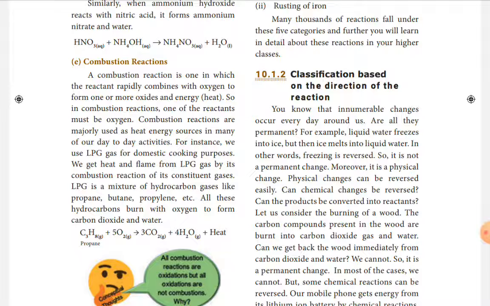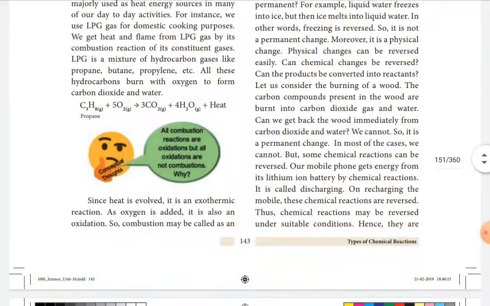For example, consider the burning of wood. The carbon compounds present in the wood are burnt into carbon dioxide gas and water. Can we get back the wood immediately from the carbon dioxide and water? It is not possible. So it is not a temporary change, it is a permanent change. In most cases, we cannot get the reactant again. But some chemical reactions can be reversed.